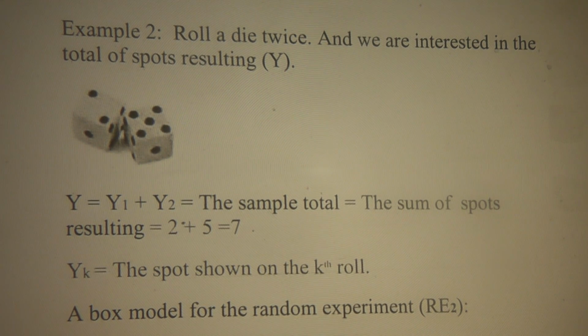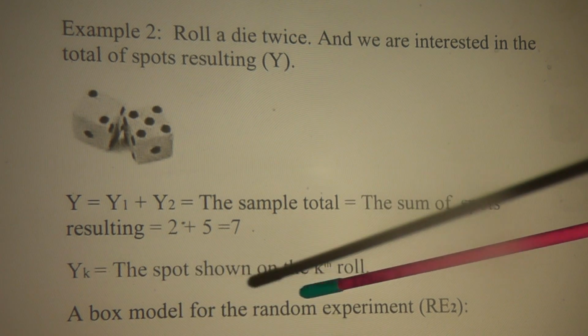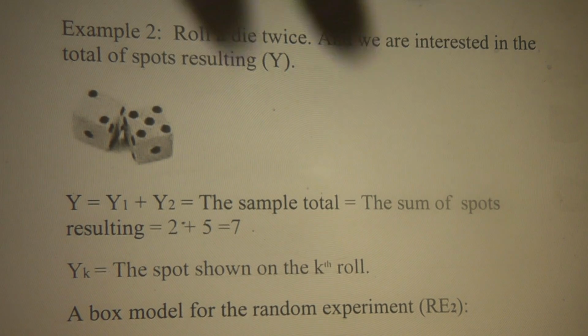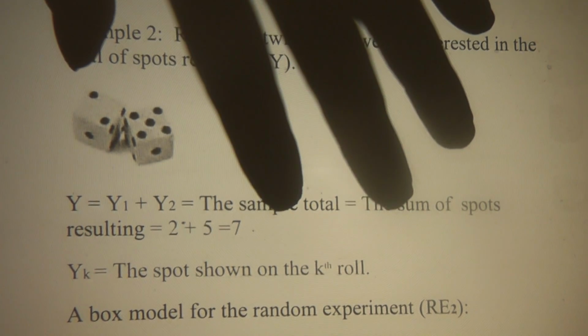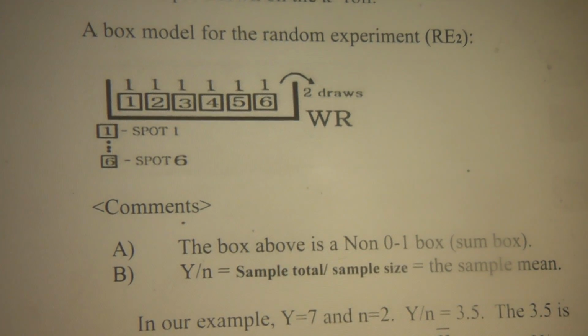Now, how can I use a box model to specify the given random experiment? Let's look at random experiment 2. How can we use a box model to represent random experiment 2, okay?